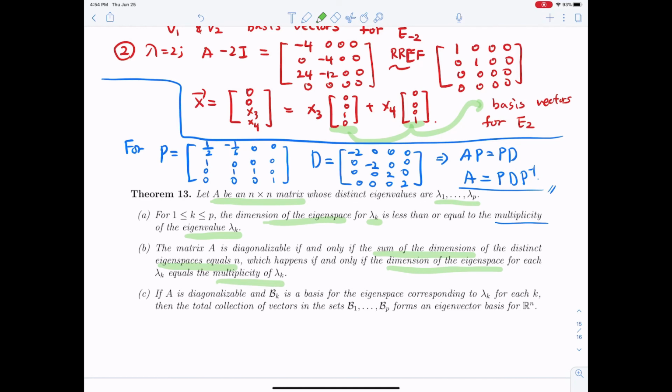And if you can diagonalize the given matrix, then we have n distinct eigenvectors that span the eigenspaces. So if you collect all the vectors in the bases for the eigenspaces, then you can form the eigenvector basis for R^n.